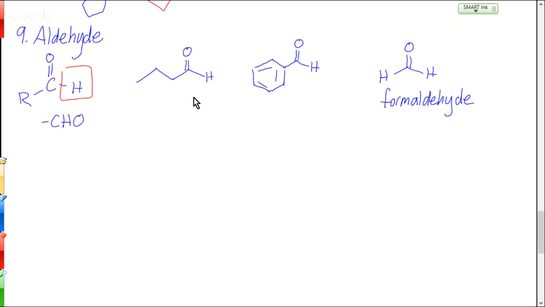Aldehydes are also smelly, sometimes kind of like formaldehyde. Some people like the smell, some people don't. But a lot of aldehydes smell really nice. Things like vanillin is an aldehyde. Cinnamon is an aldehyde. Some of those other types of spice, perfumey kinds of smells and flavors are aldehydes.